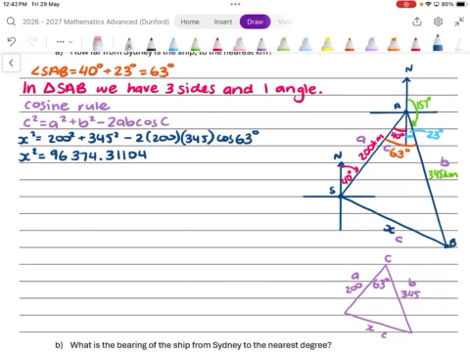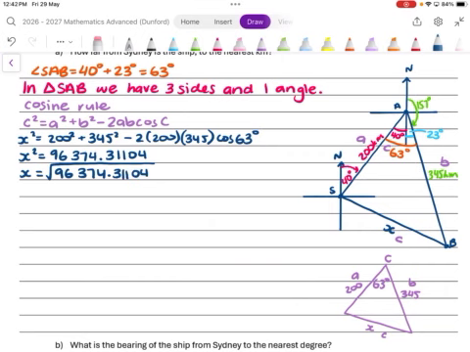96,374.31104. Now that is a really long distance for x. Okay, so that gives us alarm bells, red flags. That's not our answer because that's our answer to x squared. We want to find our answer to x. How we get our answer to x is we square root that. So we square root our 96,374.31104.